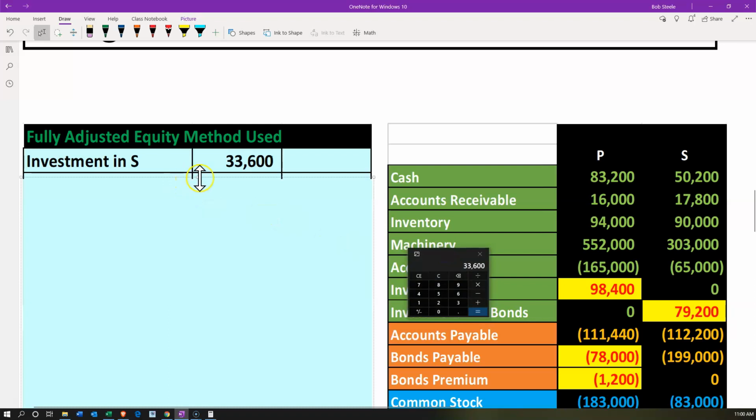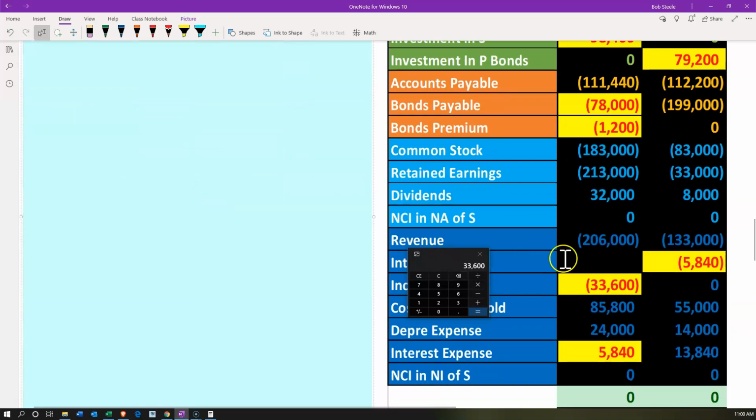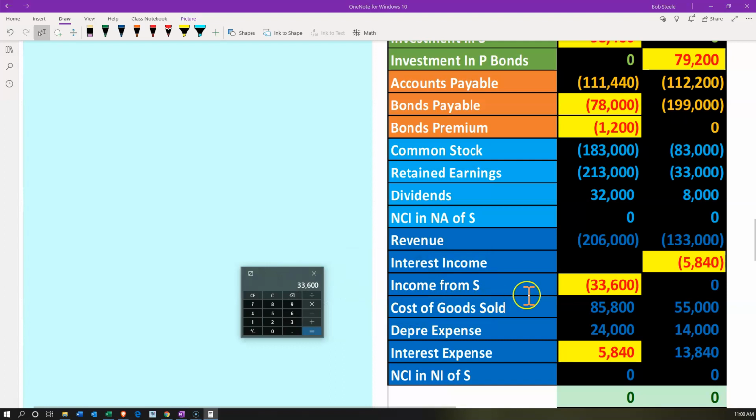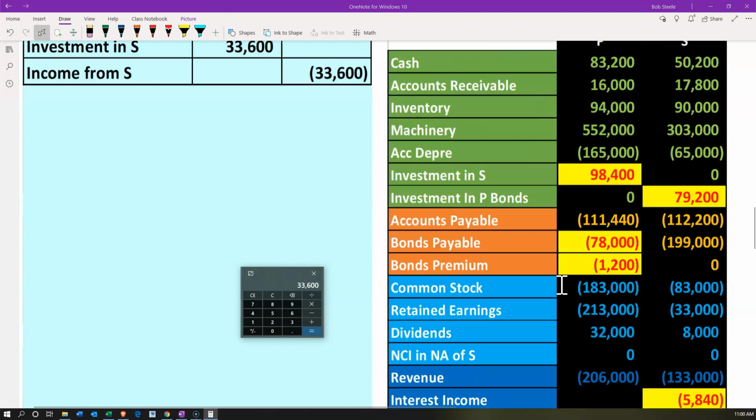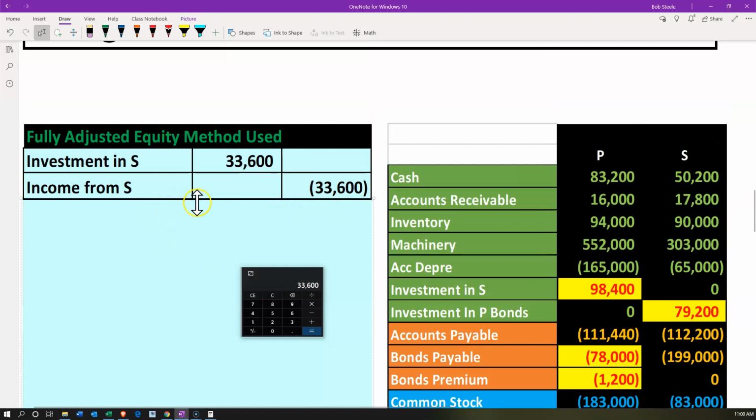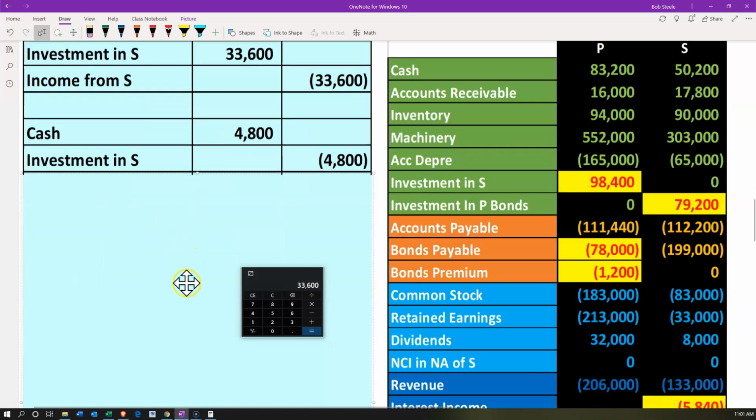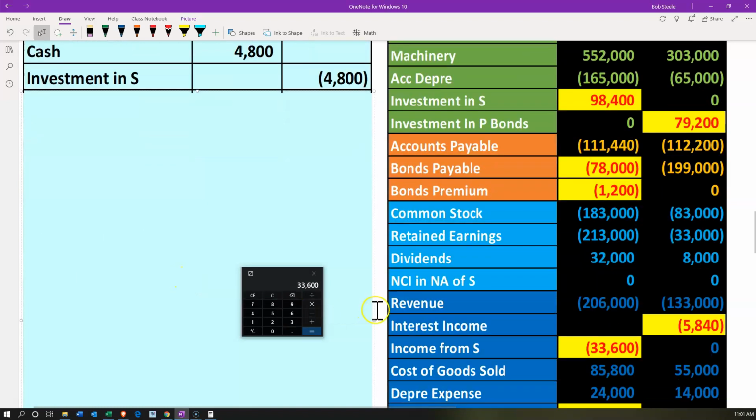So the 33.6 is going to be the debit to investment in S and credit to income from S. That's going to give us basically this number. So nothing unusual is going on here, because we're focusing on the bonds. Then, the other normal thing we do is allocate the dividends.